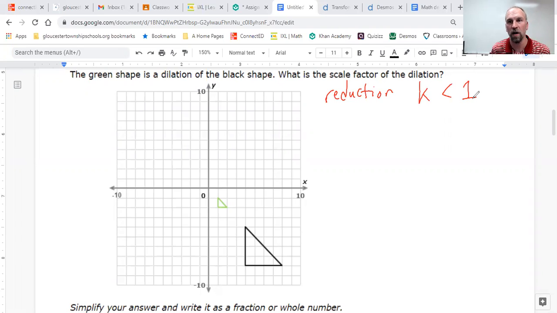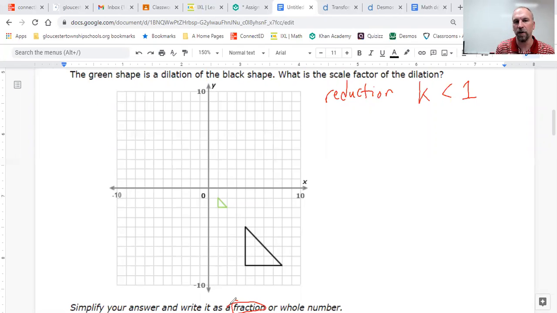If I get something more than 1, I made a mistake. I did it backwards, or I divided backwards, or I made the fraction backwards. I need to have a fraction that's less than 1. And again, it has to be a fraction, not a decimal. So don't make your fractions into decimals. Don't divide it on a calculator and get a decimal.